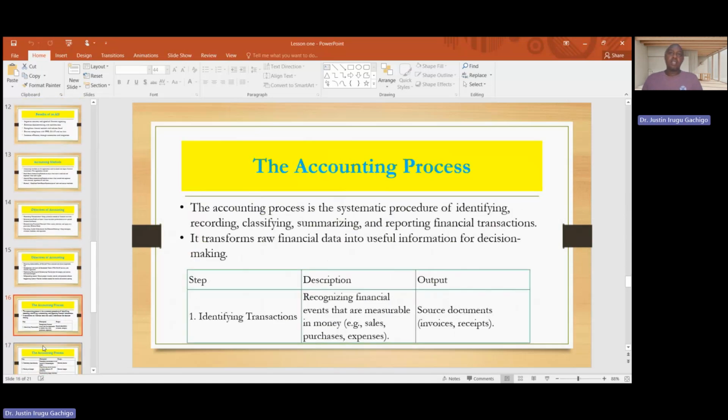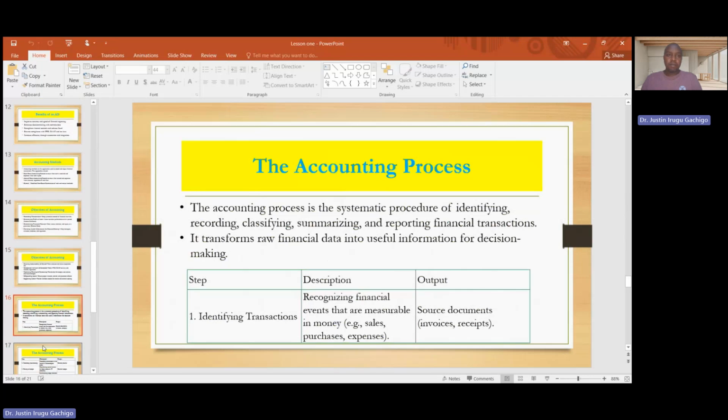So now let us look at the accounting processes. The accounting process is a systematic procedure of identifying, recording, classifying, summarizing, and reporting financial transactions. It transforms raw data into useful information for decision making. So what are the steps?